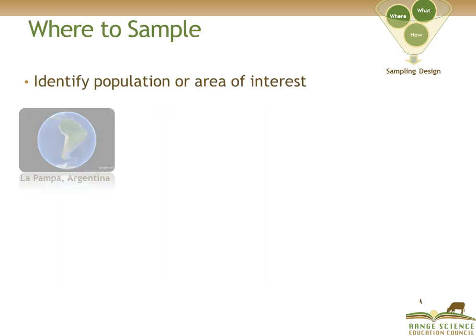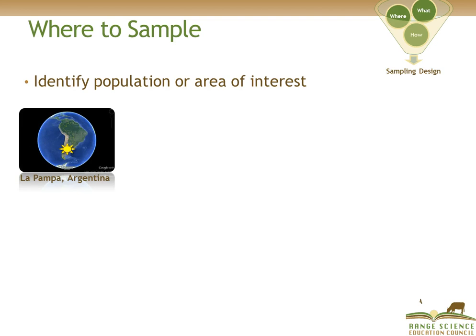Now first, where do we sample? We have to clearly identify the population or area of interest, and these can vary based on scope and scale. We could decide that we're interested in making inferences about a relatively large area, a region, or a state.